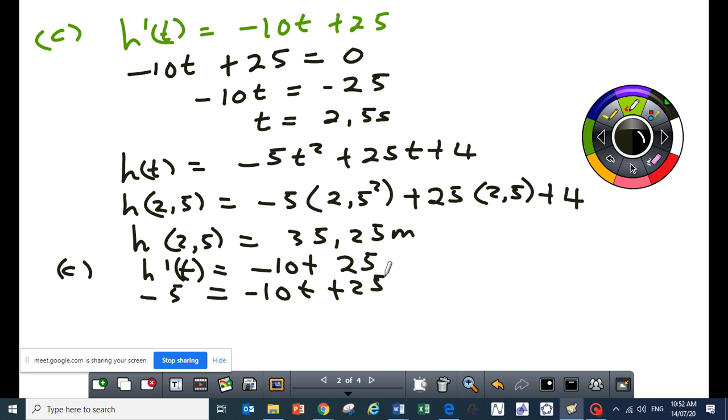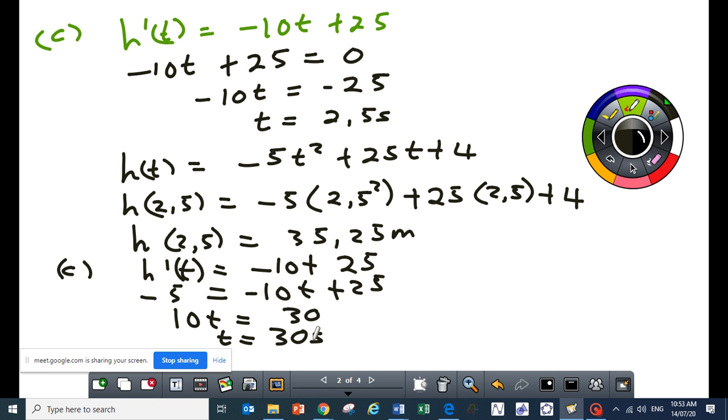And this will give you 10t equal to 30. So t is going to be 30 seconds. Remember it is going down now. So it will take about 30 seconds for that object to get to a downward velocity of 5 meters per second. So it's not 30 seconds, it's 3 seconds.